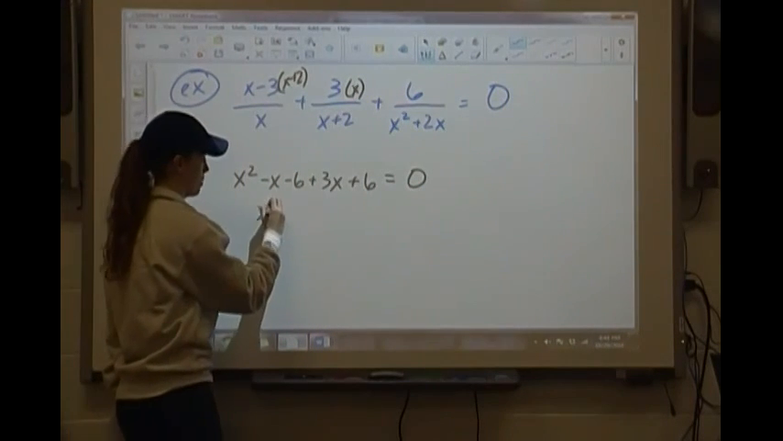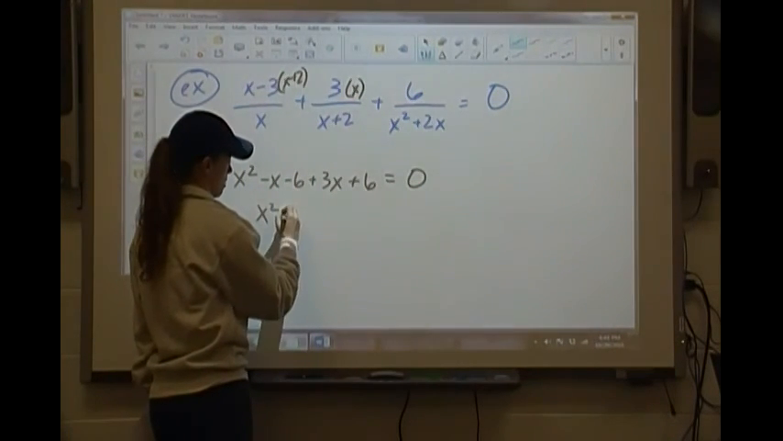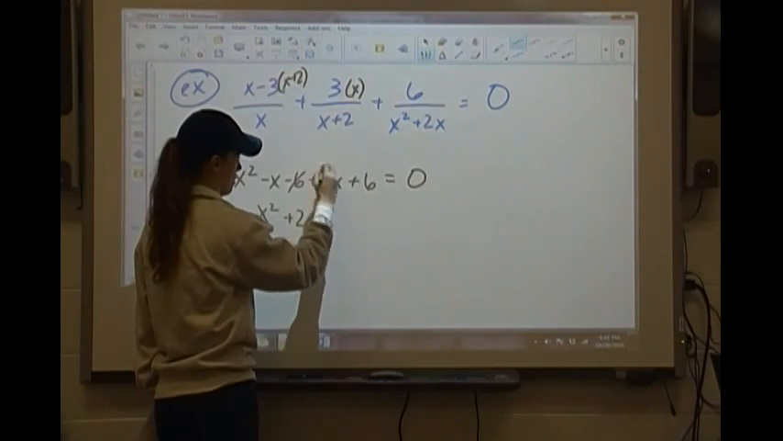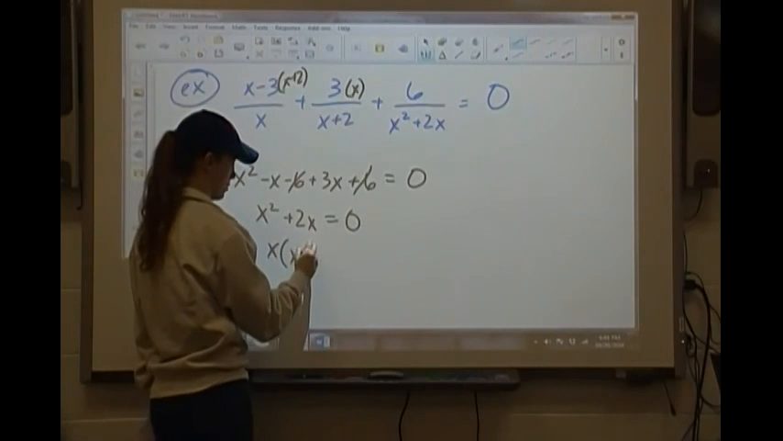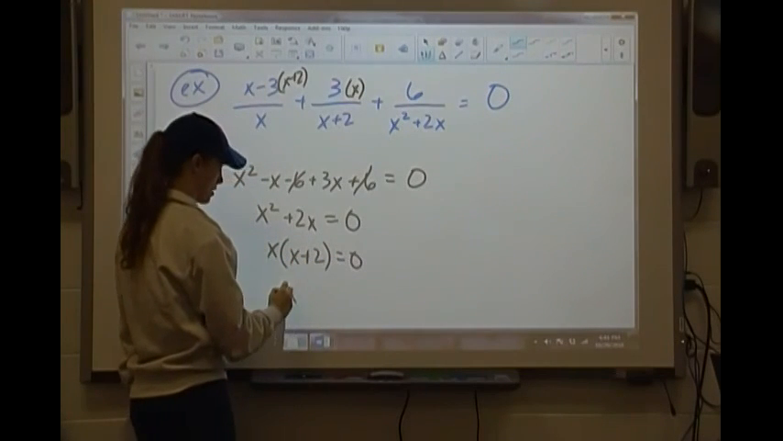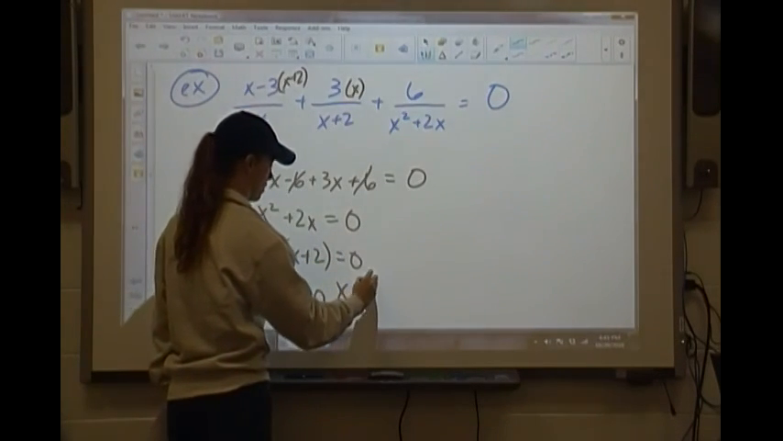Combining like terms here, we get x squared plus 2x, and that goes away, equal to 0. So we factor this out, x times x plus 2. So we get x is equal to 0, and x is equal to negative 2.